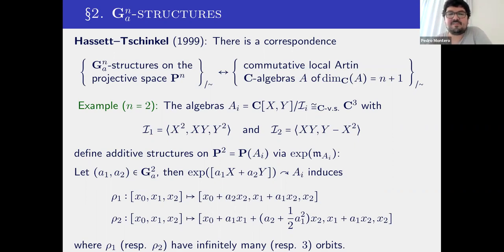The first one has infinitely many orbits. For instance, if you take the line x2 equals 0, then for rho 1 the action is trivial on the whole line, right? So every single point on this line is fixed, so they have infinitely many orbits. However, for the second one, there is a non-trivial action on this line, and actually you can show that there are 3 orbits. So they are very different. I have to stress that this is not the case for toric varieties: up to change of coordinates, a toric variety is essentially toric in a unique way, but additive varieties are not. So that's the whole point that I wanted to make.